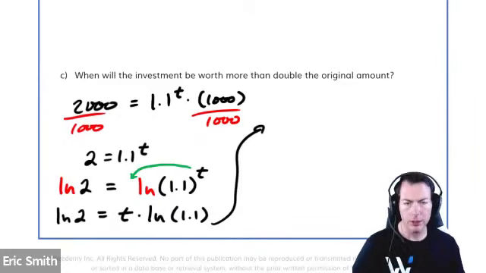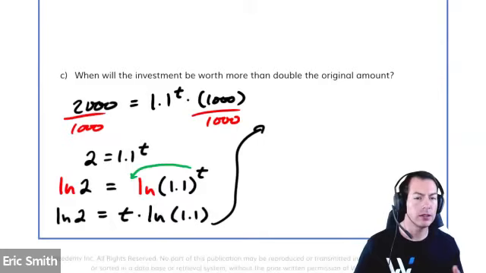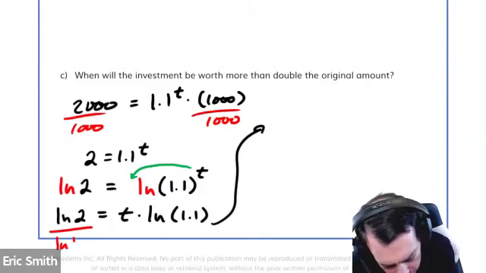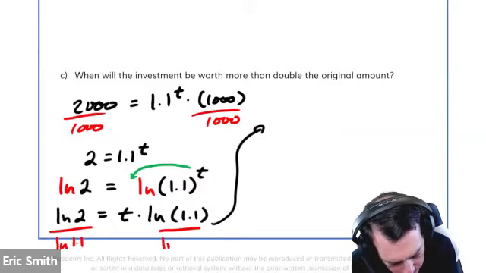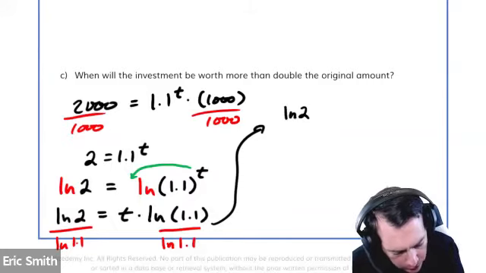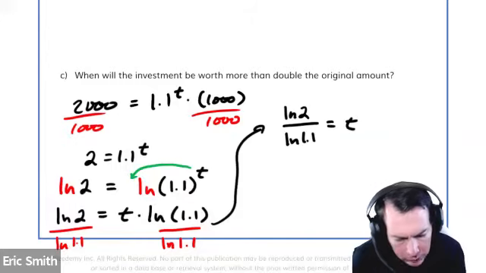Okay, that's looking pretty good. T is almost all by itself. Now we just need to divide both sides by the natural log of 1.1. And we are good. So I'm looking at the natural log of 2, all divided by the natural log of 1.1, and this will equal t.